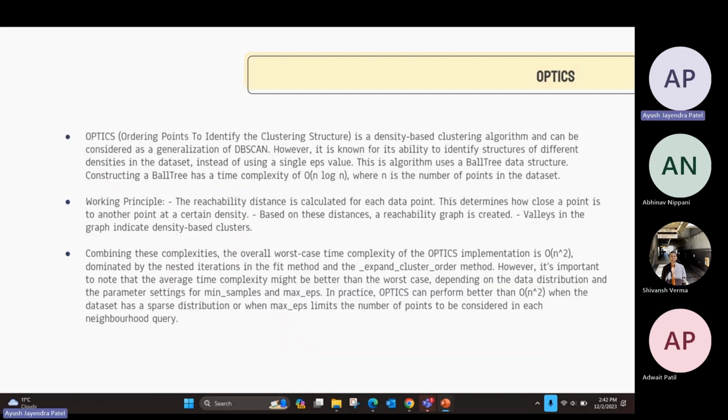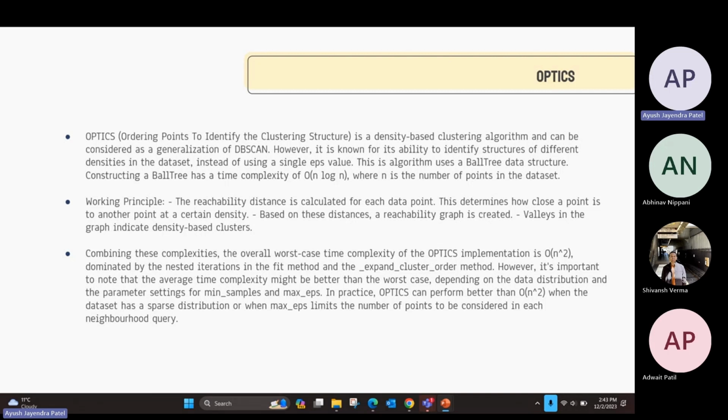As Shivas mentioned, we have used DBscan, and in further analysis, we also used Optic, which is a generalized and optimized version of DBscan. Optic is a density-based clustering algorithm. However, it is known for its ability to identify structures of different densities in a dataset instead of using a single epsilon value as DBscan uses. This algorithm uses a ball tree data structure, and constructing a ball tree has a time complexity of O(n log n), where n is the number of points in the dataset.